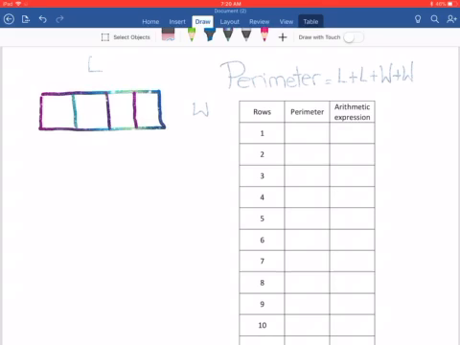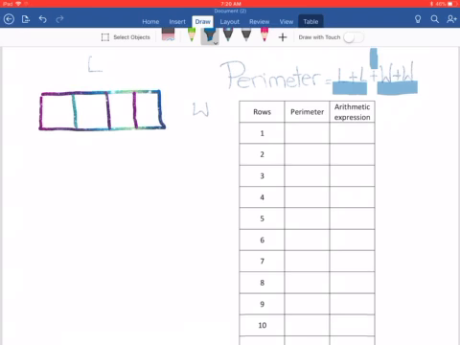Okay, so let's talk about the perimeter and how perimeter changes, how you find perimeter. The basic equation to find perimeter is length plus length, width plus width.